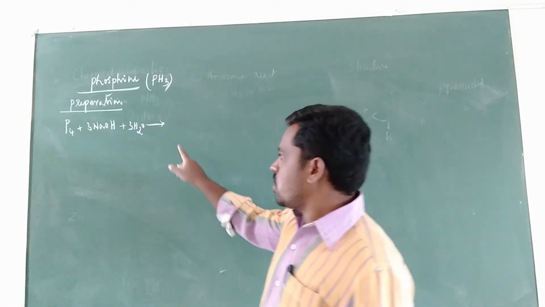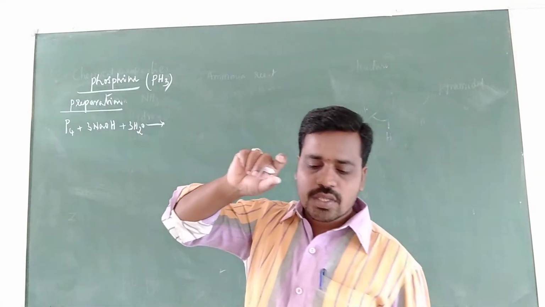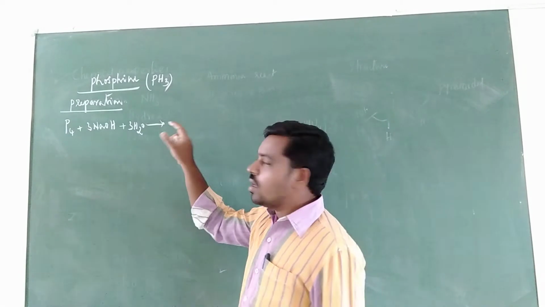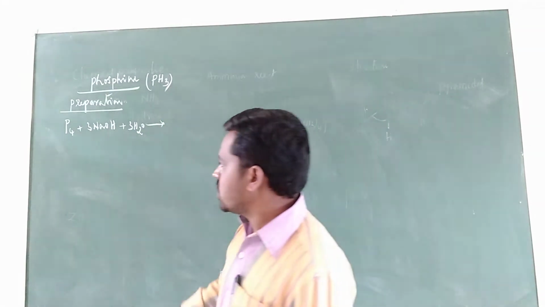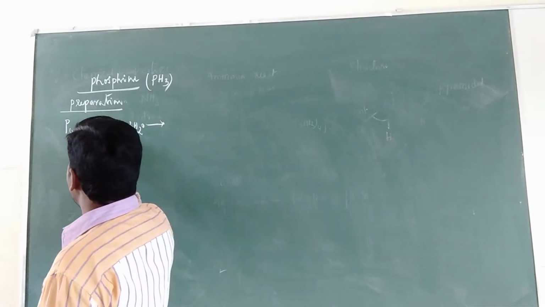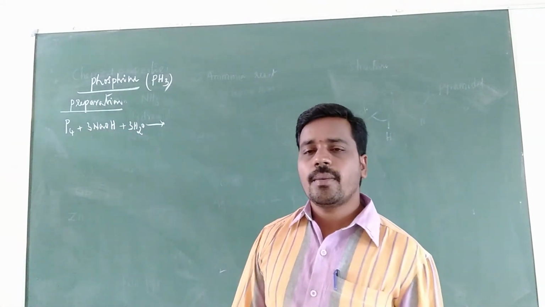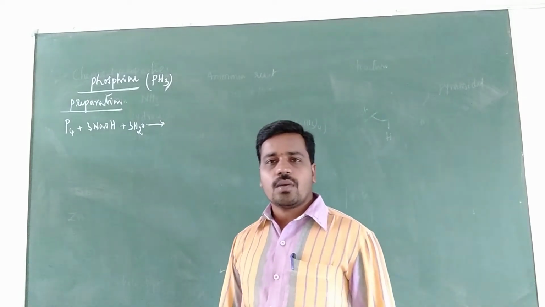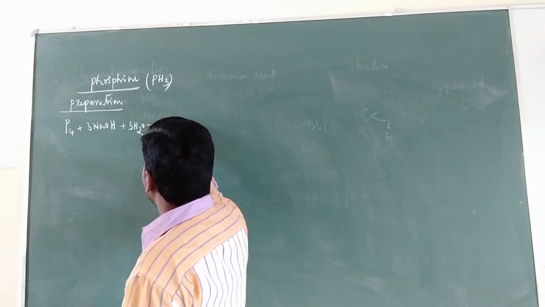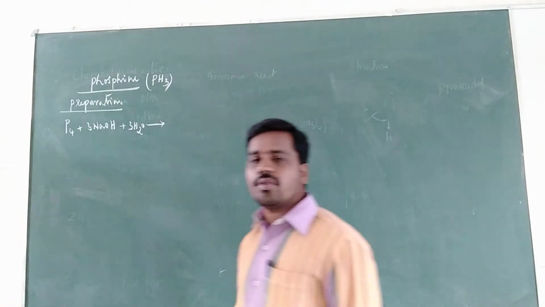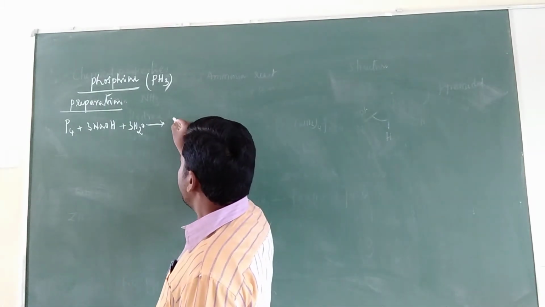So in the presence of inert atmospheric CO2, which we should write on the arrow mark, white phosphorus reacts with aqueous sodium hydroxide in order to form phosphine, PH3. So here, how can we write it? See here.